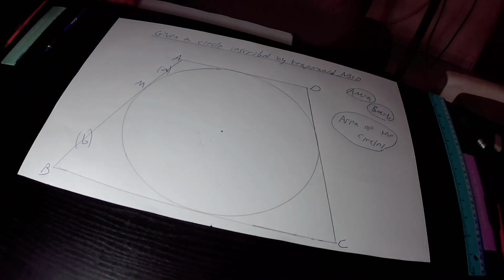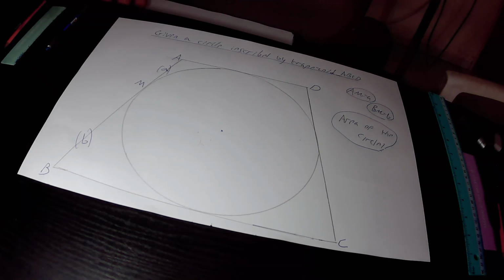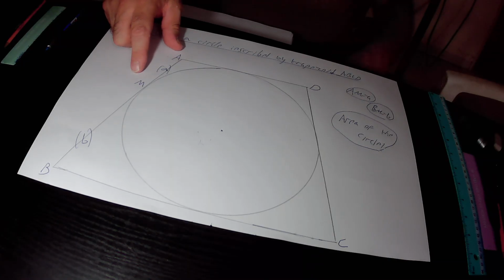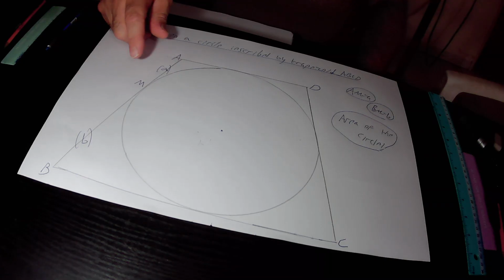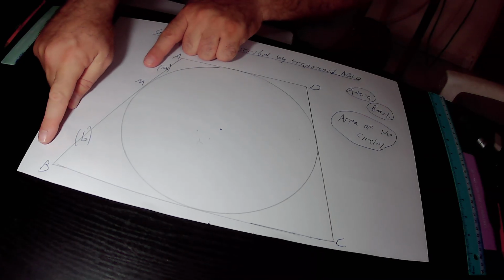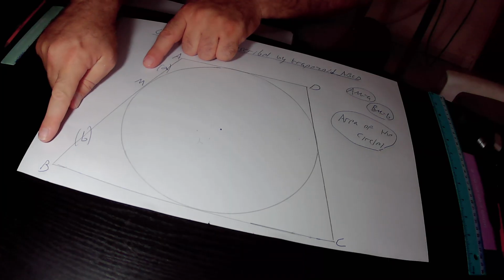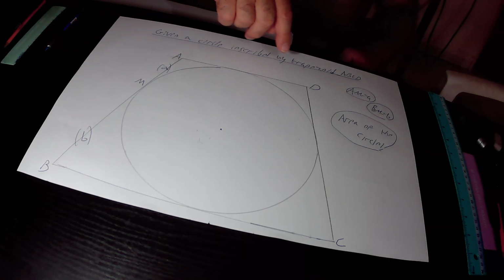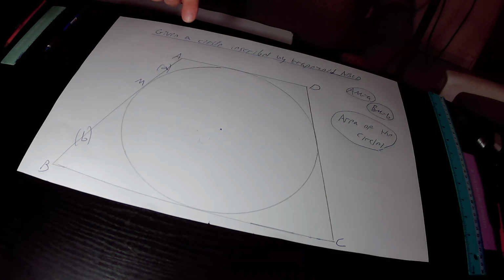Now, in this lecture, we find out the area of a circle. In the drawing, we have a circle that is inscribed by trapezoid ABCD. We also know that line segment AM is equal to A units in its length. Line segment MB is equal to B units in its length. Again, our mission is to find out the area of this circle that is inscribed by trapezoid ABCD.